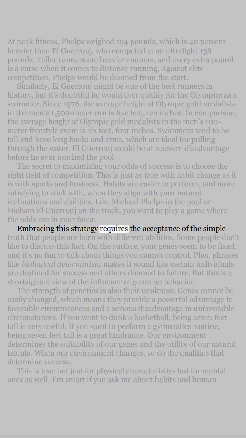Embracing this strategy requires the acceptance of the simple truth that people are born with different abilities. Some people don't like to discuss this fact. On the surface, your genes seem to be fixed, and it's no fun to talk about things you cannot control. Plus, phrases like biological determinism make it sound like certain individuals are destined for success and others doomed to failure. But this is a short-sighted view of the influence of genes on behavior. The strength of genetics is also their weakness.